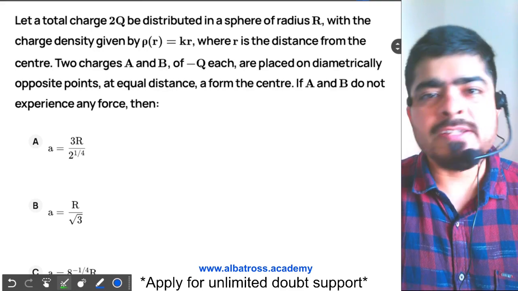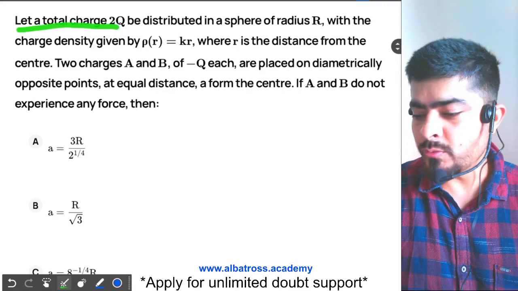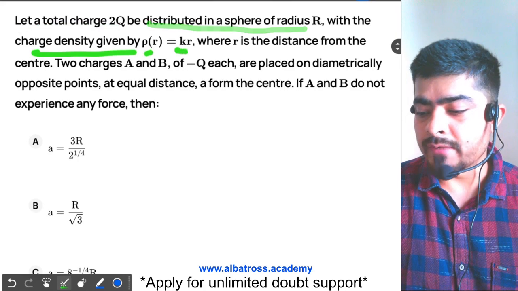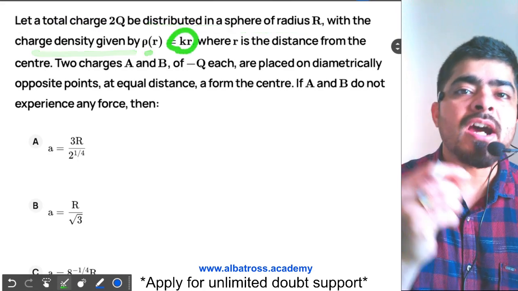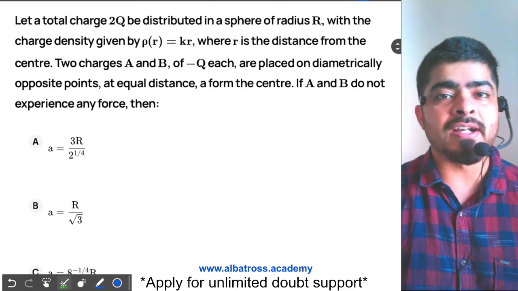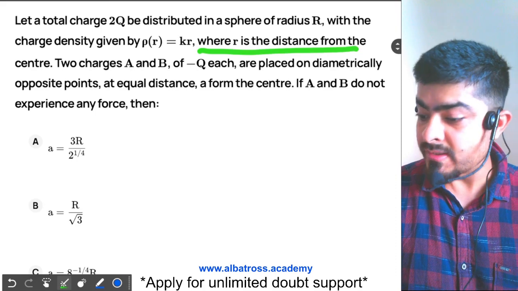Hello students, see this previous year question from JEE Mains. We have the total charge 2q distributed in a sphere of radius R with the charge density rho given by kr. That means the charge is non-uniformly distributed on the sphere. The density is changing along with the radius, where r is the distance from the center.